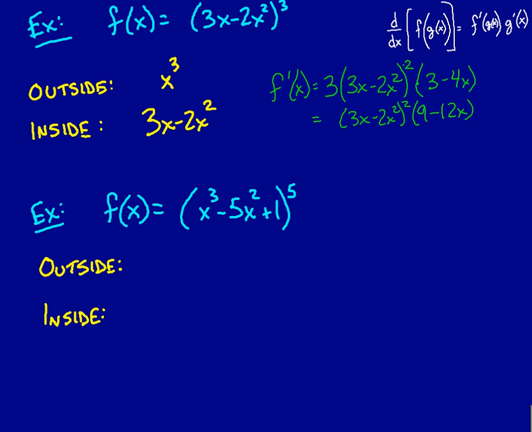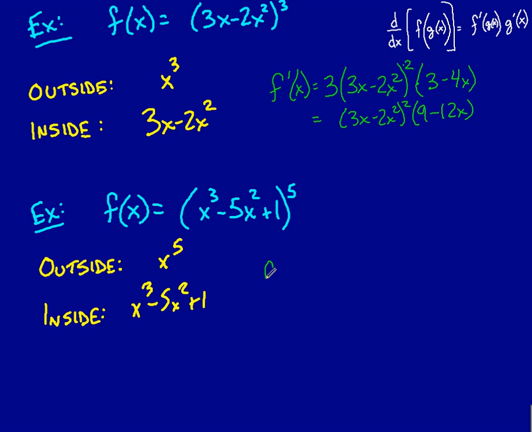Alright, so the outside function, in this case, is something to the 5th power. The inside function is x cubed minus 5x squared plus 1. Eventually, you should be able to get through these without having to write what the outside and inside function is, but that's a good way to get yourself started on all these.